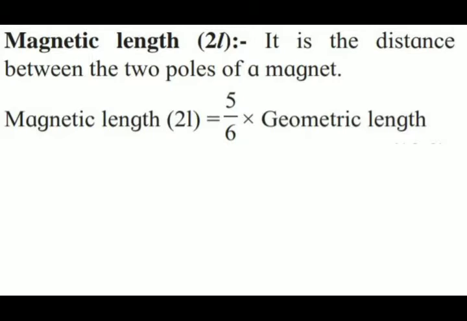Suppose the geometric length of a bar magnet is 12 meter. So how are you going to find the magnetic length of the bar magnet? It will be 2L is equal to 5/6 into 12, then 6 2s are 12, then 5 2s are 10. That means the magnetic length of the bar magnet is 10, and the geometric length itself is given as 12. So the relationship between magnetic length and geometric length is that the magnetic length, that is 2L, is equal to 5/6 into geometric length. Whatever geometric length you are given in the numerical, you will be able to find the magnetic length of the bar magnet.